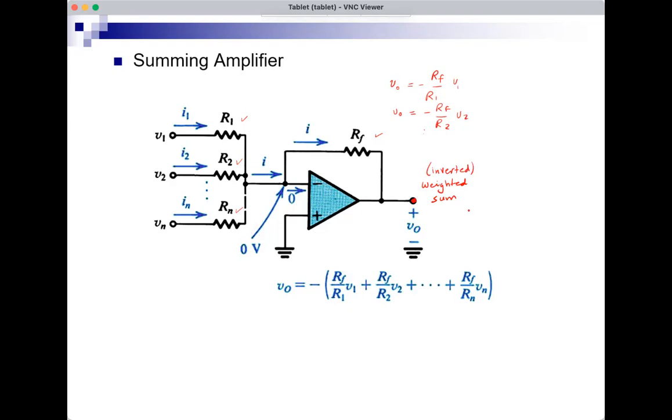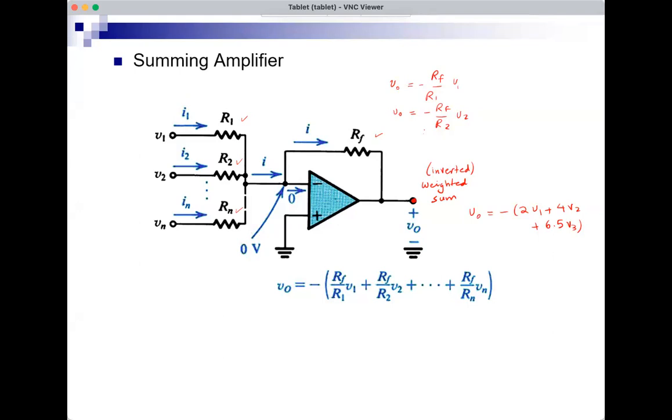So I can have VO, for example, equal to minus 2V1 plus 4V2 plus 6.5 V3. That's very easy to implement. I need an op amp and 4 resistors, R1, R2, R3, and RF. And I select the resistors in such a way that RF over R1 is 2, RF over R2 is 4, and RF over R3 is 6.5. And I get a nice circuit that will give me the sum.